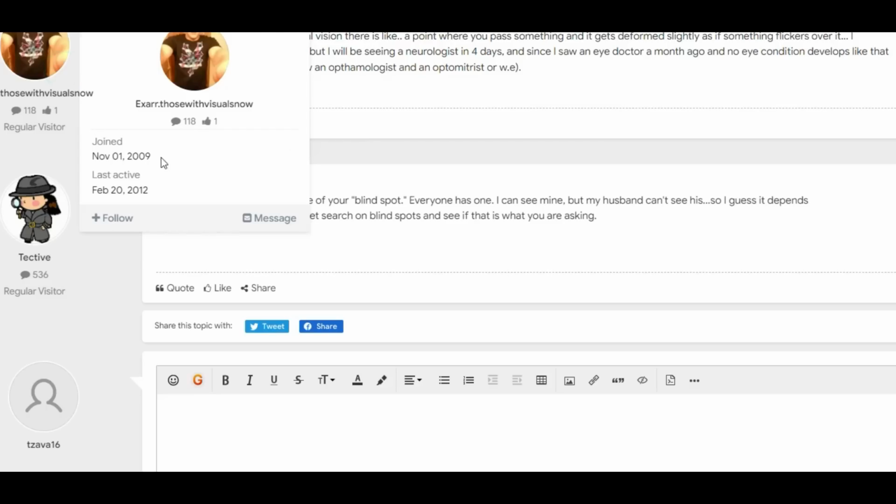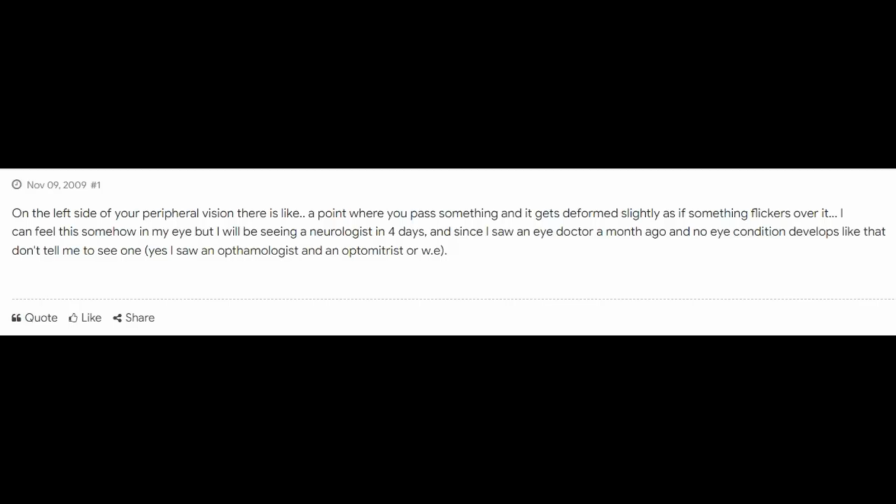And now we have November 9th. So the same day as his last post, Brian says, "On the left side of your peripheral vision, there is like a point where you pass something and it gets deformed slightly as if something flickers over it. I can feel this somehow in my eye, but I will be seeing a neurologist in 4 days. And since I saw an eye doctor a month ago and no eye condition develops like that, don't tell me to see one. Yes, I saw an ophthalmologist and an optometrist, or WE."